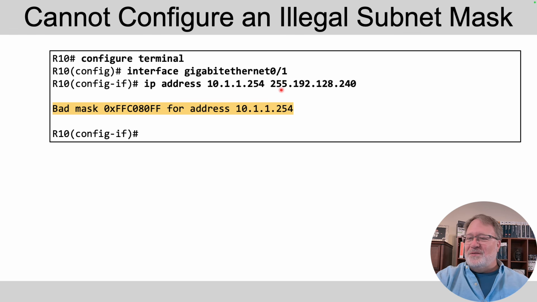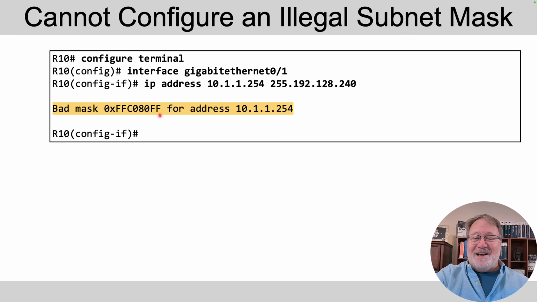Now, notice it says 255.192.128.240. It's just illegal. Why? Well, the underlying binary value can have all ones on the left and all zeros on the right, but you can't interleave them. And if you converted this to binary, you would see that it's interleaving ones and zeros. So you get another bad mask message. It doesn't say you typed in an illegal subnet mask. It says bad mask. All right, so that's maybe a little more accurate.